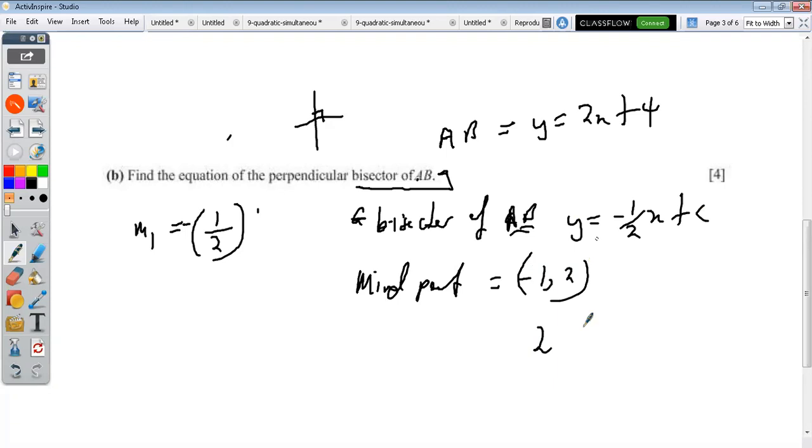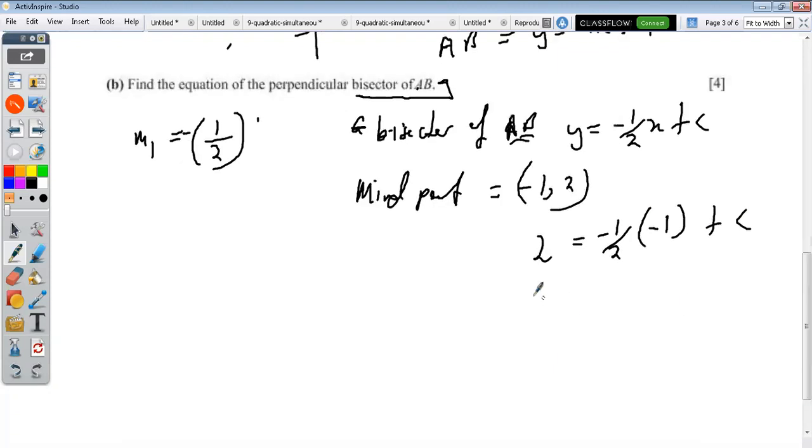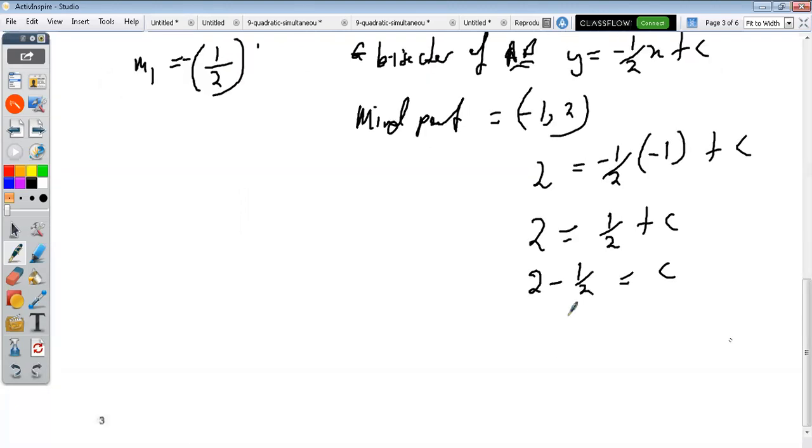So we're saying 2 is equal to minus brackets multiplied by the X value, which is minus 1, plus C. Negative, negative gives you what? Positive. It's half plus C. Check that the other side is 2 minus half, which gives you 1.5 is equal to C. 1.5 is the same as 3 over 2 is equal to C.